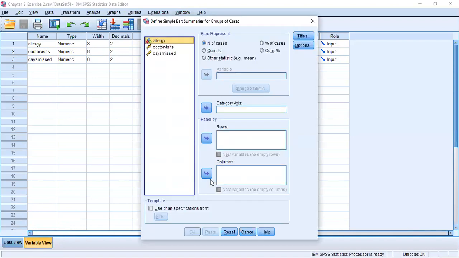And first of all, if you look at the question, we have to create a bar chart for allergy. So creating a bar chart for allergy, that is what we are doing.